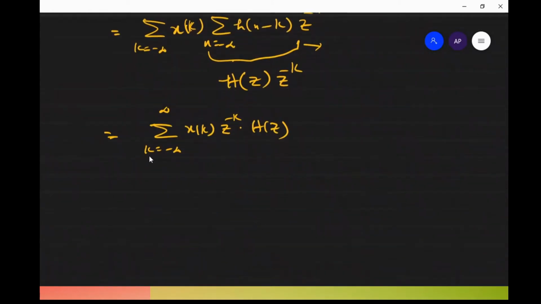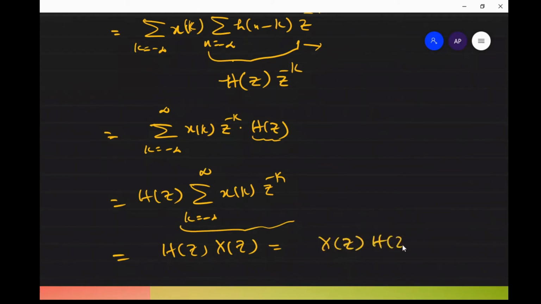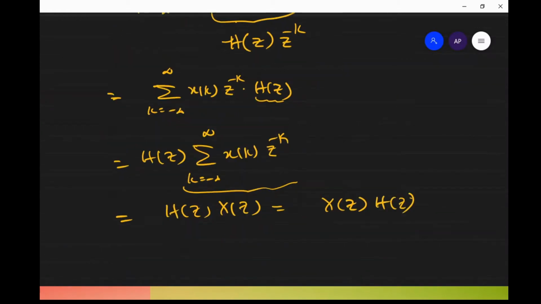Now you can see our running variable is k, and this H of z is a coefficient, so we take this out, and what we are left with is x of k z power minus k, and what is this? This is equal to X of z, so we get X of z times H of z, right? And we know that convolution is commutative, so X of z multiplied with H of z is equal to H of z multiplied with X of z.